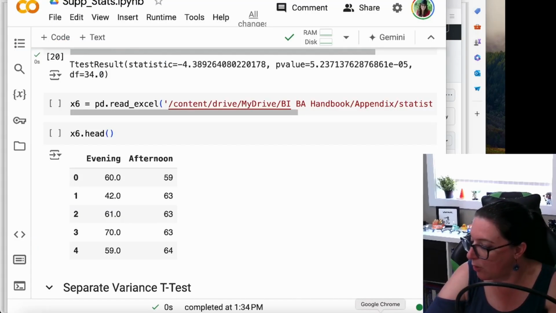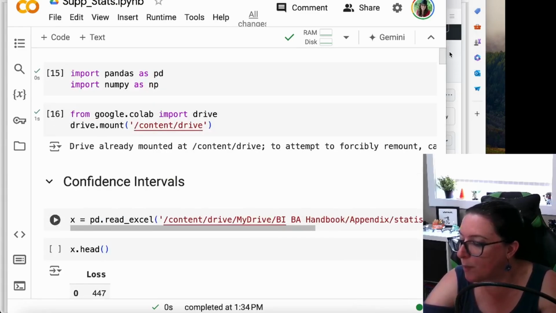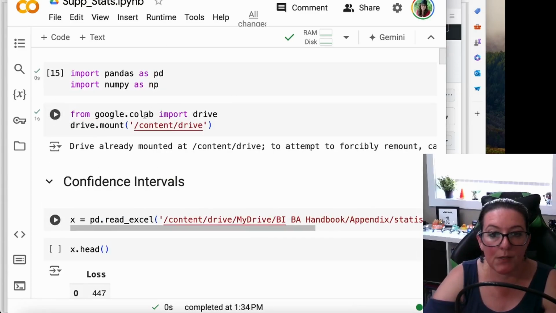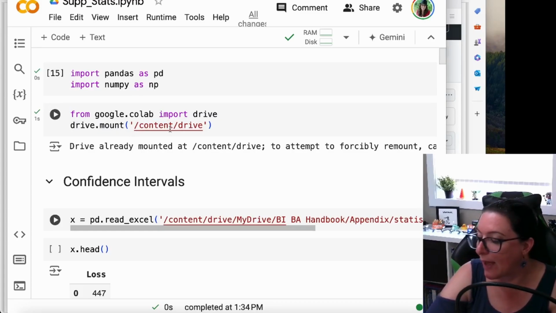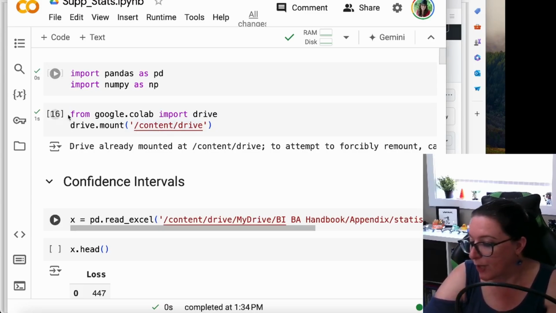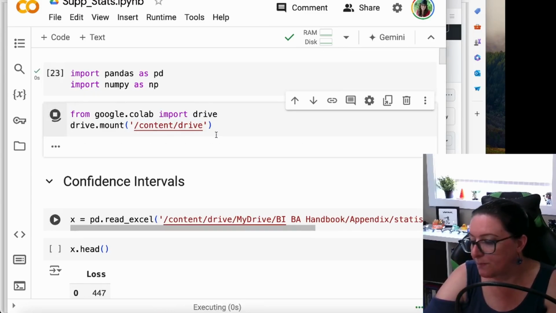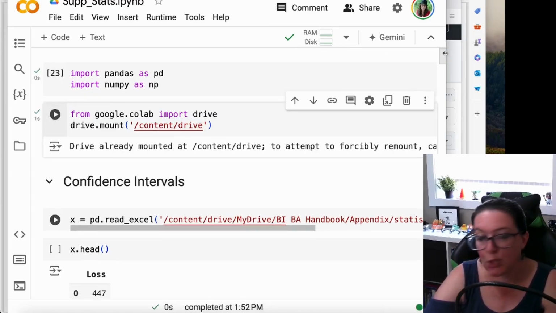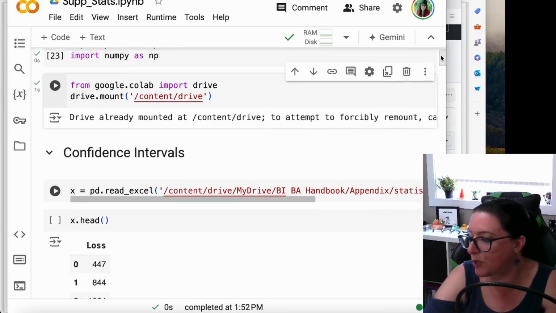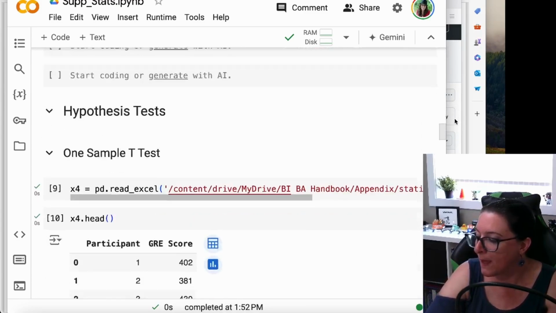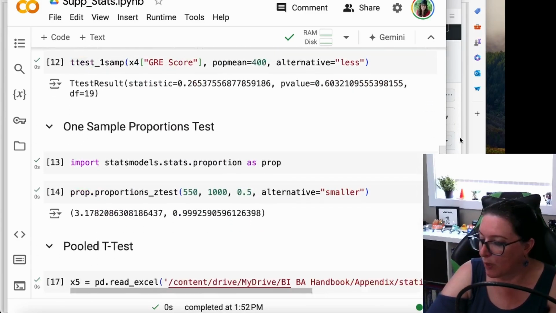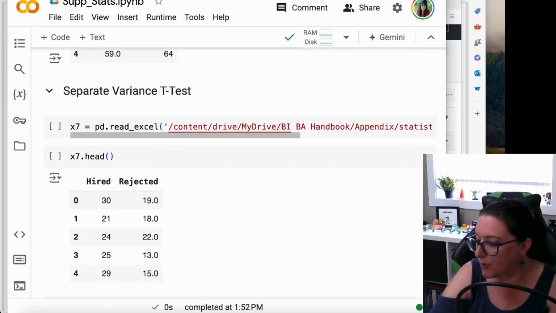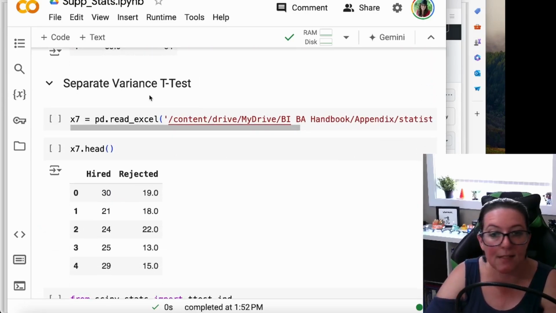And then when you go to work in this workbook, your first step here is going to be to import pandas as PD and to load your Google Drive. So linking your Google Drive and your workbook. So you run those two. It'll ask your permission to pick which Google Drive and all that. So then if we're scrolling down, we're under hypothesis test. We are doing the separate variance t-test.